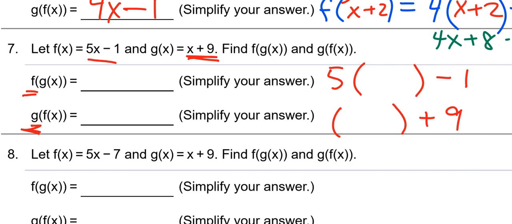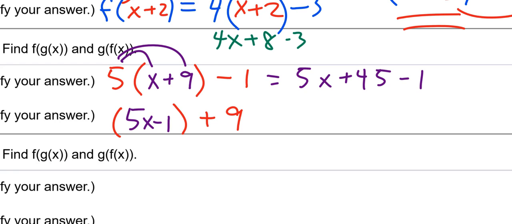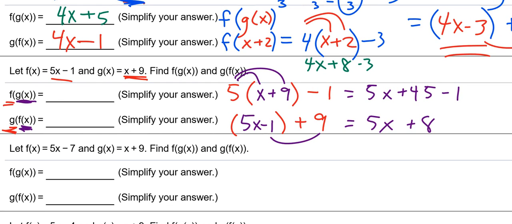Okay, now, what do I put in? According to this, I put g of x in, which is x plus 9. According to this, I put f of x in, which is 5x minus 1. Once again, are the parentheses useful or useless? Well, they're definitely useful in the first one, 5x plus 45 minus 1. They're definitely useless in the second example. 5x, and then minus 1 and plus 9, it makes plus 8. So first one I got 5x plus 44. And the second one I got 5x plus 8.